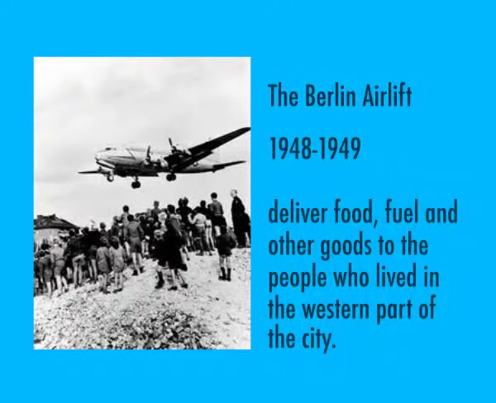Next, we have the Berlin Airlift. In World War II, Berlin was divided, and there was a shortage of food, so the Americans brought food using parachutes in this plane to deliver food and fuel and other goods to the people who lived in the city, especially the western part.